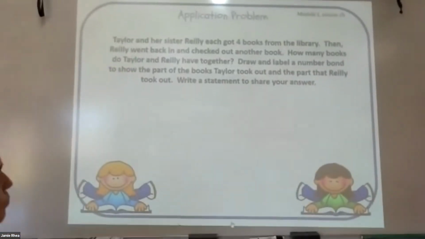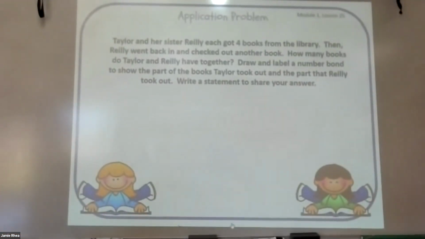Taylor and her sister Riley each got 4 books from the library. Then Riley went back in and checked out another book. How many books do Taylor and Riley have together? Draw and label a number bond to show the part of the books Taylor took out and the part Riley took out. Write a statement to share your answer.